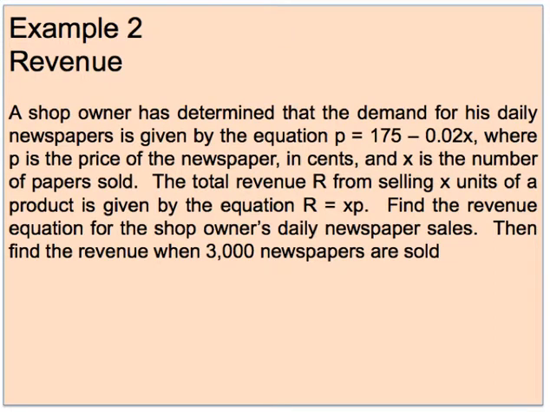So our second example here is about revenue. It says that a shop owner has determined that the demand for his daily newspapers is given by the equation P equals 175 minus 0.02 times X, where P is the price of the newspaper in cents, and X is the number of papers sold. The total revenue, R, from selling X units of a product is given by the equation R equals X times P. And they want us to find the revenue equation for the shop owner's daily newspaper sales. So this is the first part. Find the revenue equation.